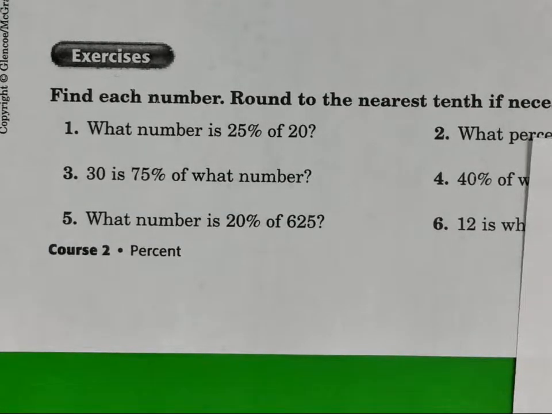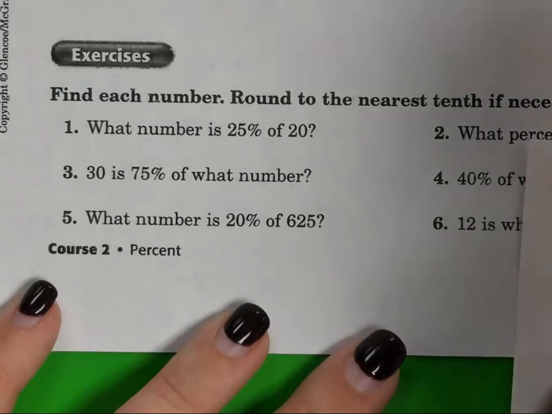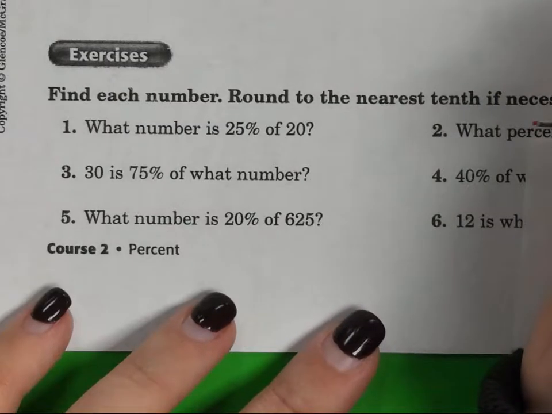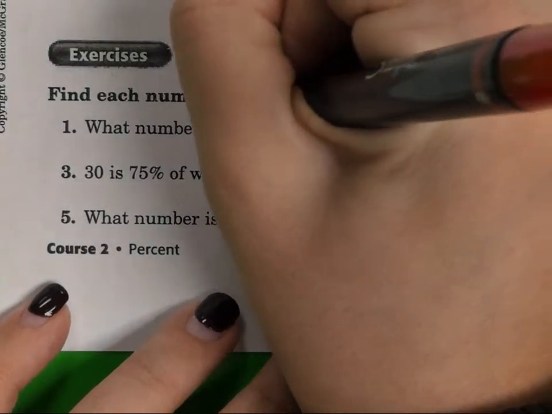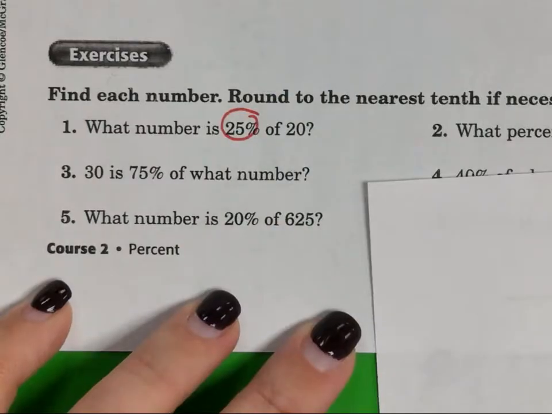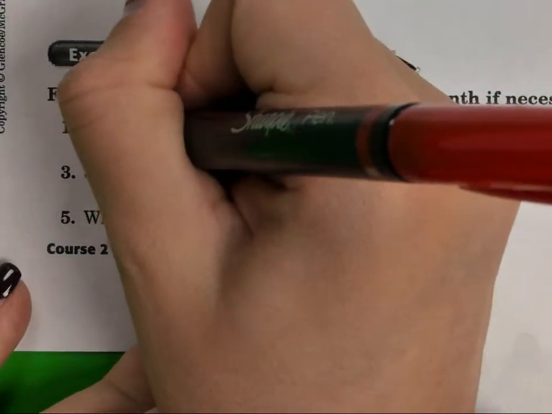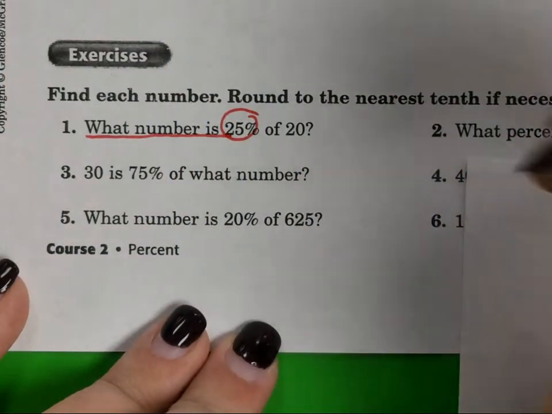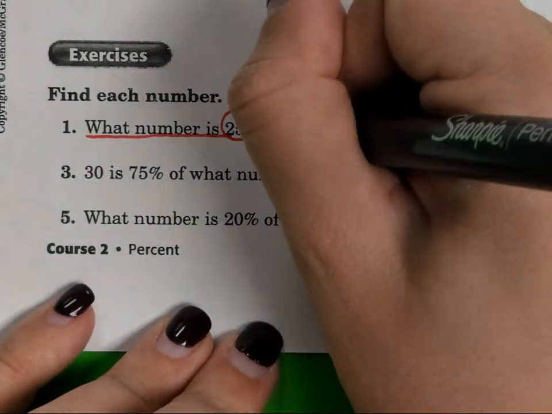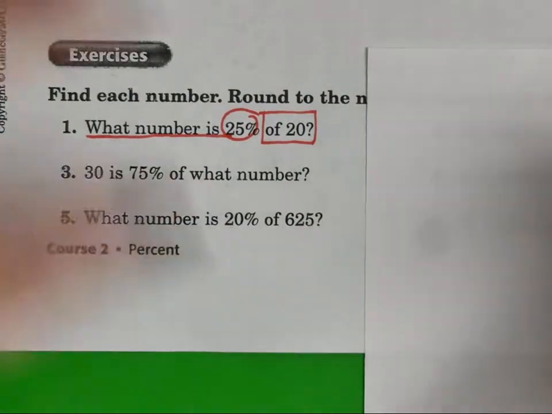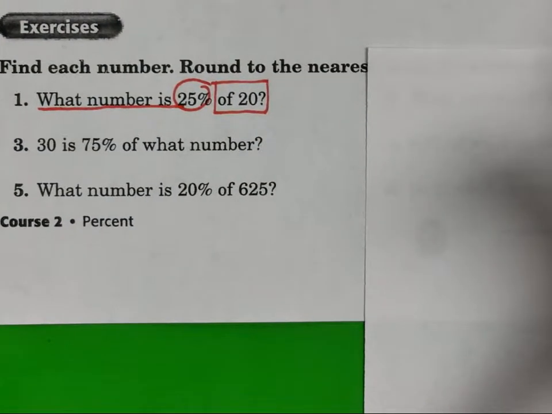Number 1, it says, what number is 25% of 20? So what am I going to circle in this case? 25%. I'm going to underline what? What number is. And then what am I boxing? 20, of 20. Okay. So now on my separate sheet of paper, I'm going to show my work to find the answer.